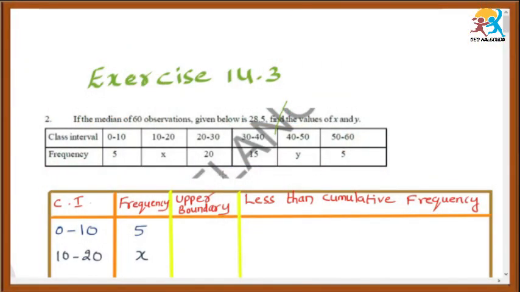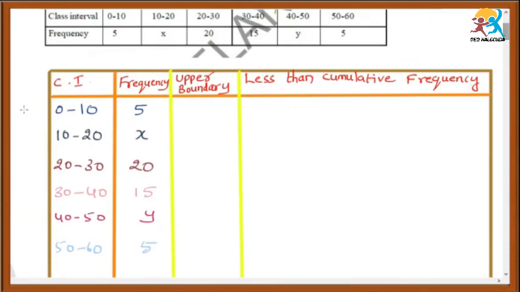Welcome. Today we will discuss exercise 14.3, the second question. That is, the median of 60 observations given below is 28.5. So here we should know that the median is 28.5, and find the values of x and y. The table is given. We have to draw the table again in the vertical mode. That is, in the first column we should write the class interval, in the second column frequency, in the next column I am going to write the upper boundary, and the next one less than cumulative frequency.